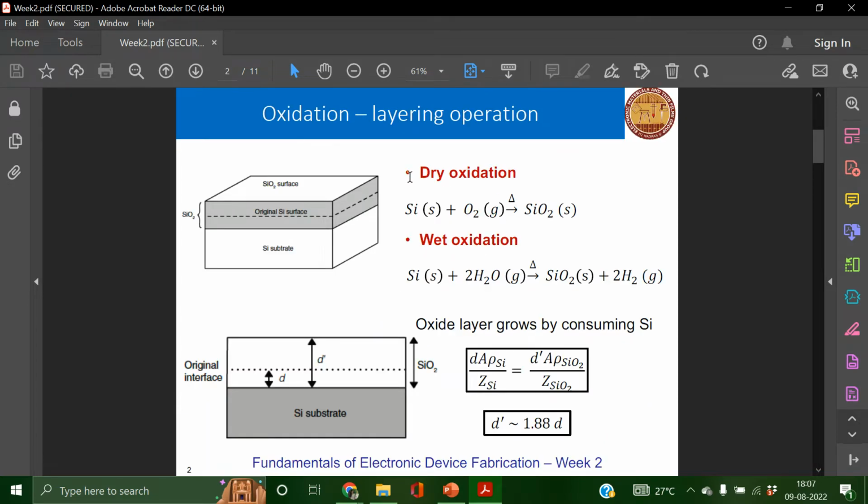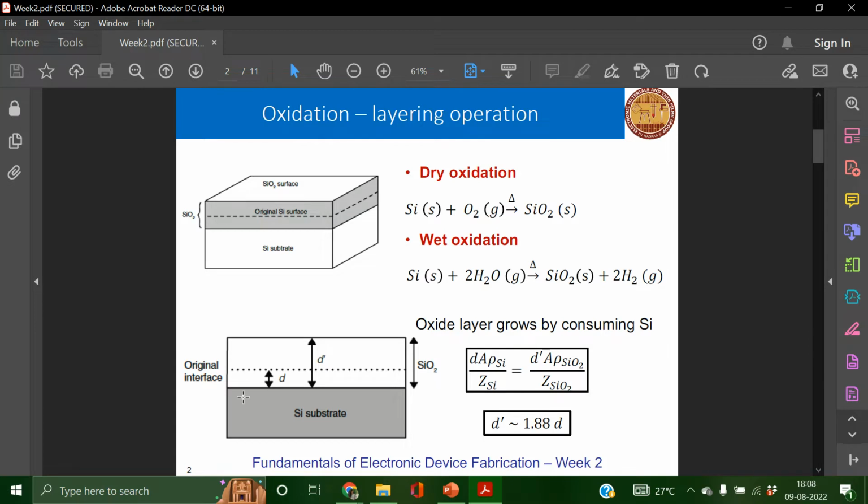During the past week, we saw the oxidation or layering operation. In the first week, it was told that in the fabrication of a wafer, there will be many processes like oxidation or layering, then heat treatment, doping, patterning, and so on. In this particular week, oxidation, doping, and patterning were discussed. First we went through what oxidation is, especially dry oxidation, where silicon reacts with oxygen to form the SiO2 layer. Then we saw wet oxidation, where silicon reacts with steam to form SiO2 and hydrogen.